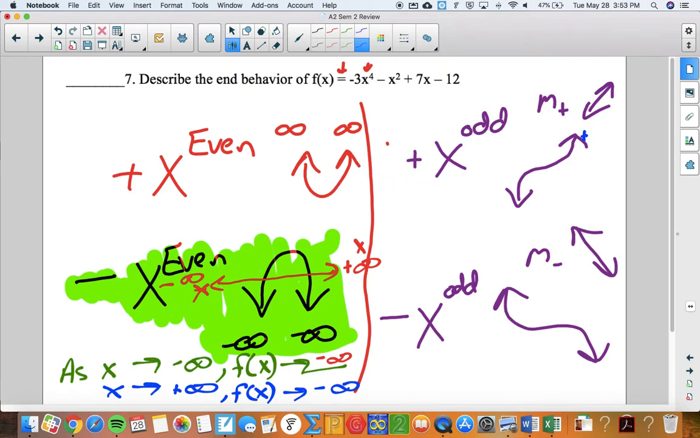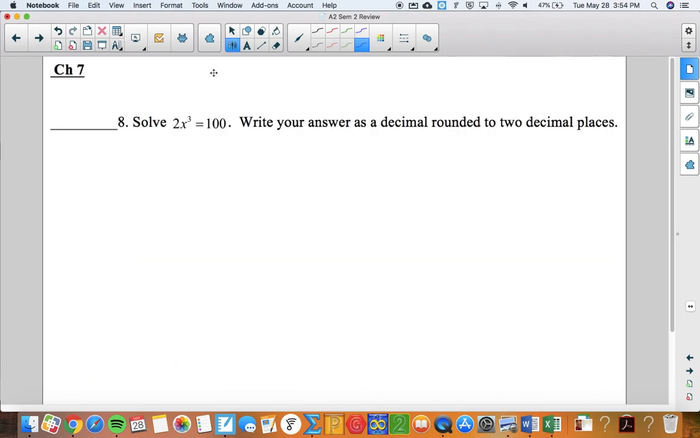Here, as x goes to positive infinity, so does y. Here, as x goes to negative infinity, y also goes to negative infinity. Here, it's opposite. Here, as x goes to negative infinity, y is going to positive infinity. That'd be the fill in the blank there. And as x goes to positive infinity, y is going to negative infinity. All right, that was fun. Woo, chapter 7.